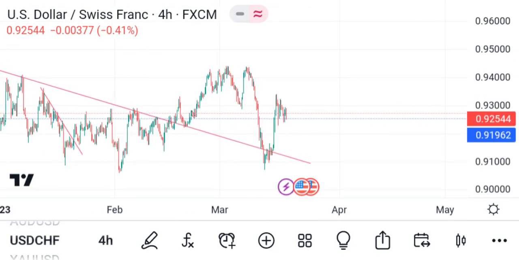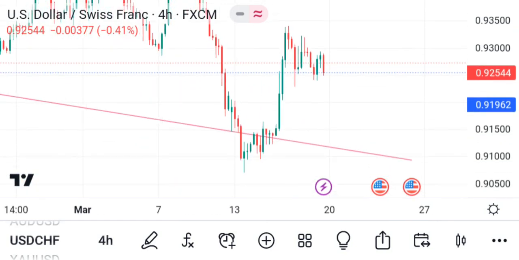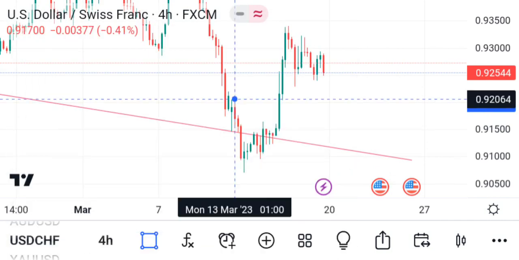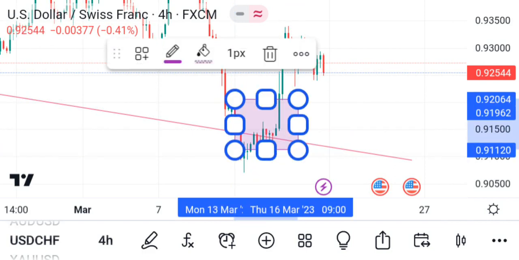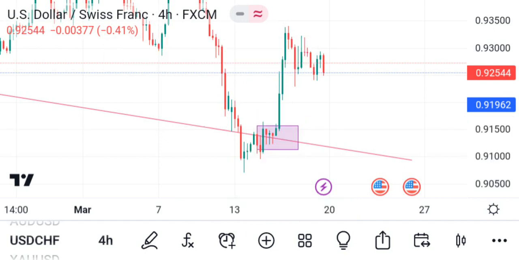So the next thing we're going to be doing is look for the market in an area of value. An area of value is talking about the market coming back to this trend line. And what did we see the market do? It came back to this trend line here. Now you're done for the 4 hours.